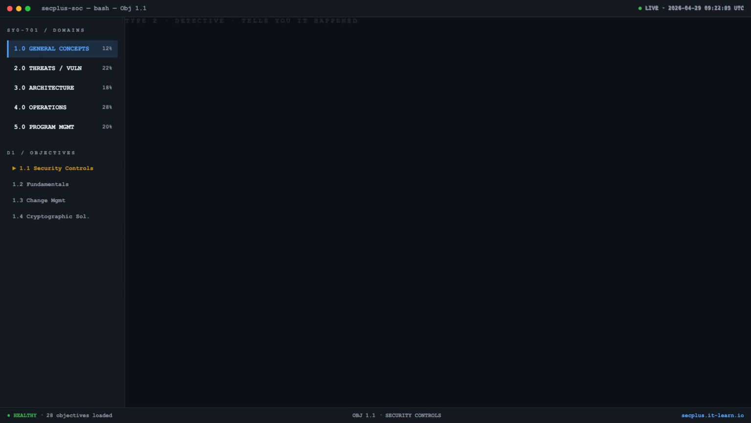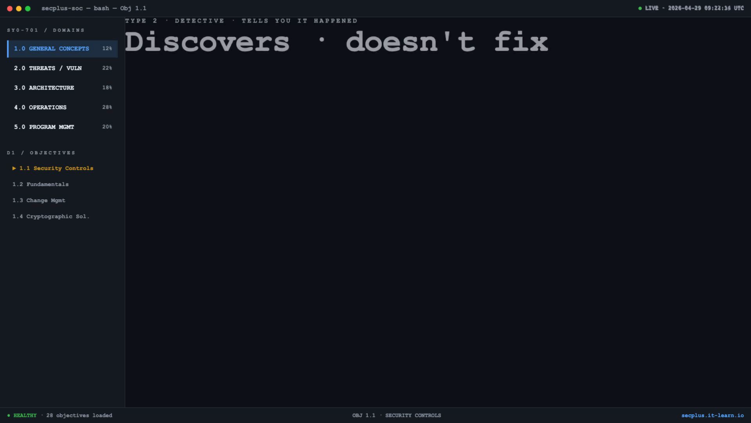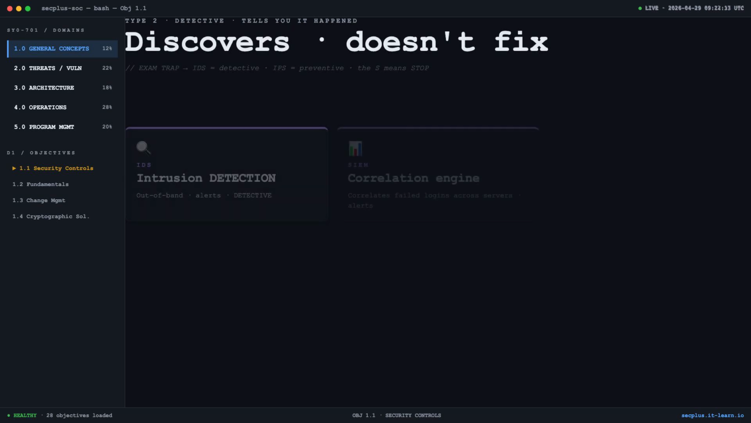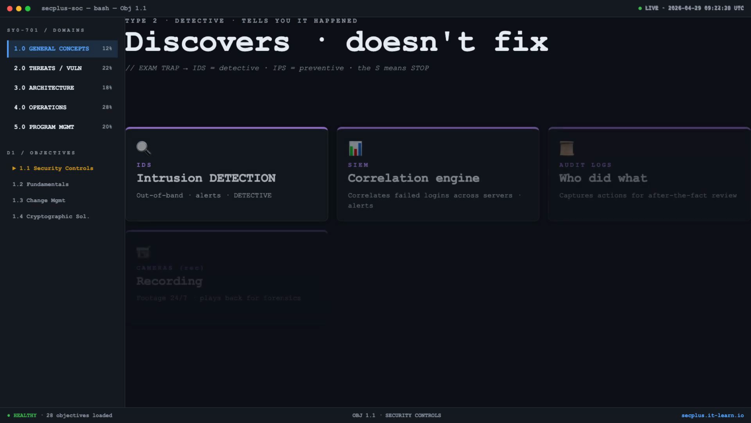Detective controls discover that an attack happened during it or after. IDS alerting on a malicious payload. The SIEM correlating failed logins across servers. Audit logs, cameras recording, file integrity monitoring tools like Tripwire. Detective controls don't fix anything, they just tell you. And the canonical exam trap: IDS is detective, IPS is preventive. One letter, one different word in the acronym, completely different control type. The S in IPS stands for system, but functionally think of it as the S that means stop. Memorize that pair cold. The exam will burn you twice on the same distinction if you don't get it locked in.